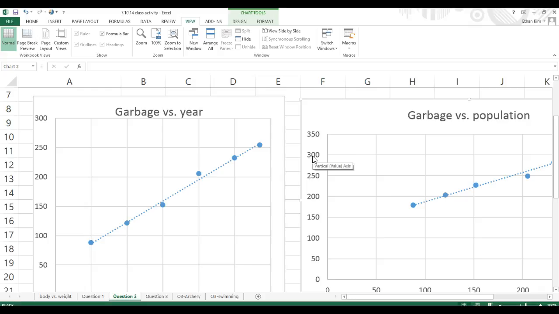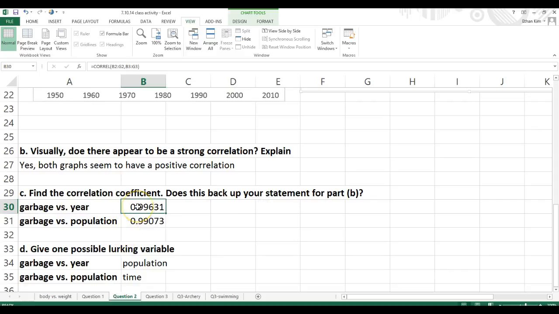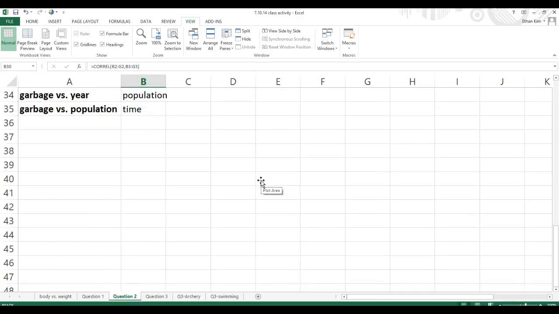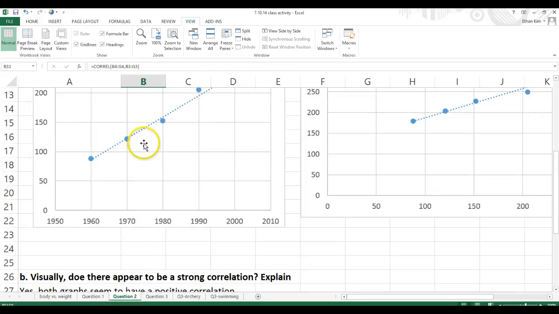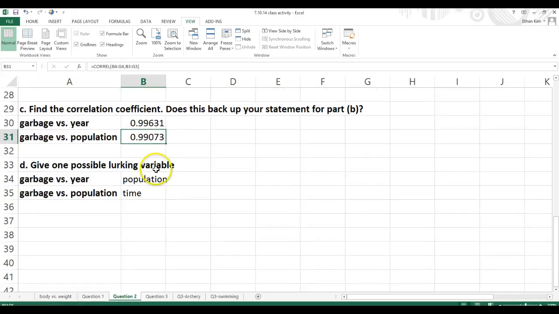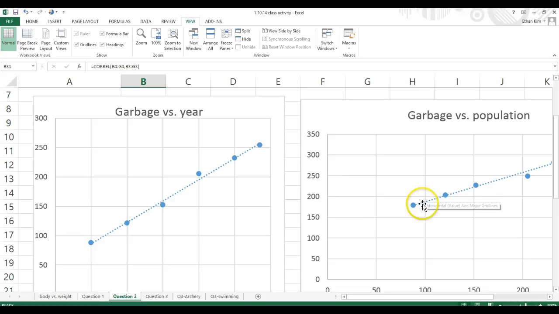These are close enough. If you look at the R value, I just used the correlation function. Garbage versus year is 0.996, which is very, very close to 1, so this is almost perfectly linear. Same thing with the other one, garbage versus population, it's 0.99. There is a positive correlation because the R value is positive and the graph is going up. Also, looking at lurking variables, when we're looking at garbage versus year, what we are forgetting about is the population. When we're just looking at these two variables, population could be the lurking variable, because we see that population does have an effect, right?